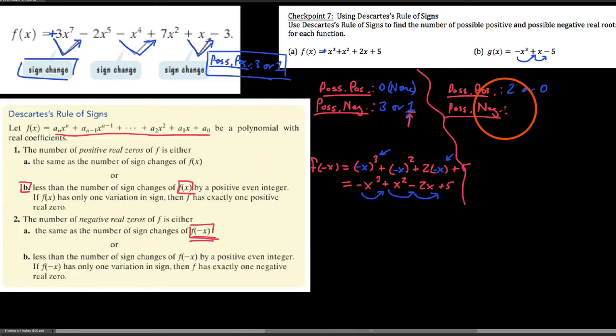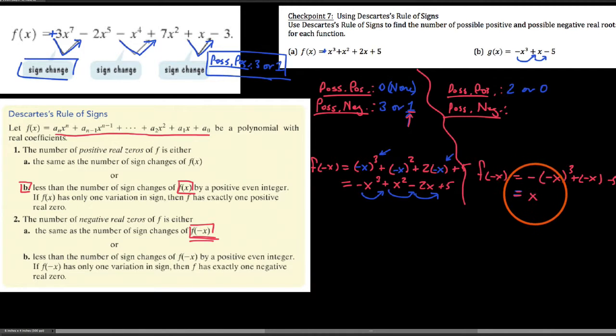And then for possible negatives, we plug in a negative x and see what we end up with here. So we get negative x cubed plus negative x minus 5. And I notice that this here is going to be negative x cubed, which makes it a positive x cubed. Here we get a positive negative x, which makes it a negative x, and then we get a negative 5. So in terms of variations in sign, I see one here from the positive to the negative, but not from the negative to the negative. So we'd say just one possible negative zero for this function. So 2 or 0 possible positive, and 1 possible negative.